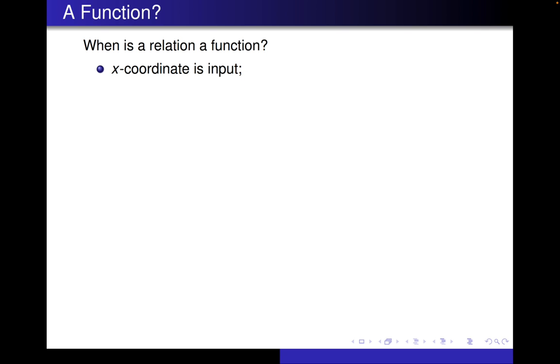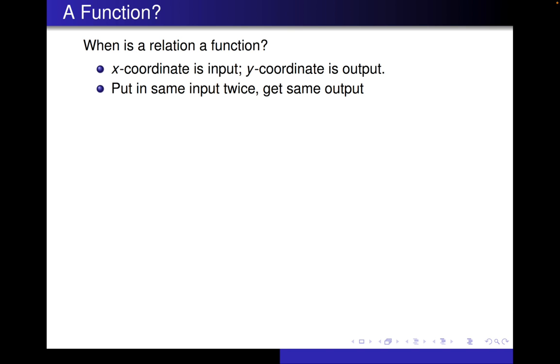Well, let's think about how a function as a relation works. The x coordinate of our ordered pair is the input. The y coordinate is the output, and so we've got to think about how those relationships are going to work in a function. Now remember, the rule of a function is if we put the same input into our function twice, we should get the same output. We should never have a situation where we put an input in once and get one output, put the same input in again and get another output. That should never happen. So every input has exactly one output.